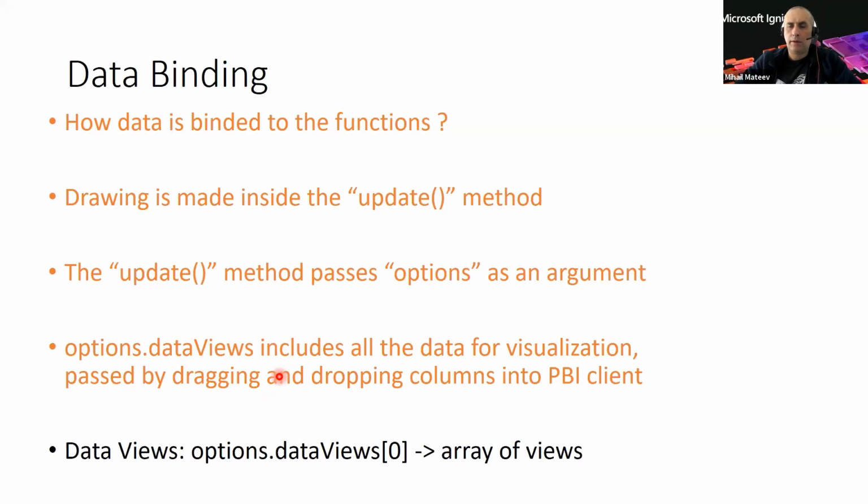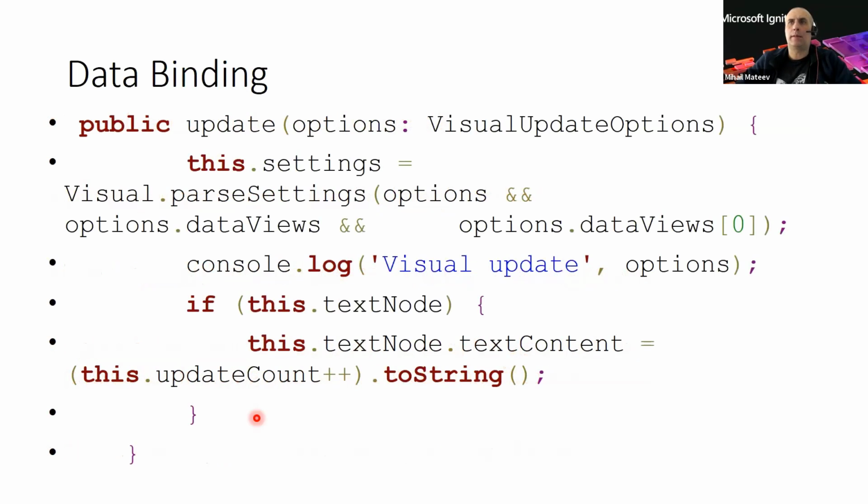The update method receives parameters, options with data views, and you have everything which is needed. And you can have an array of data views. You can make some changes, but by default we have one, and this is the first one, and we use it in most cases by default. So our update method is something like this one.